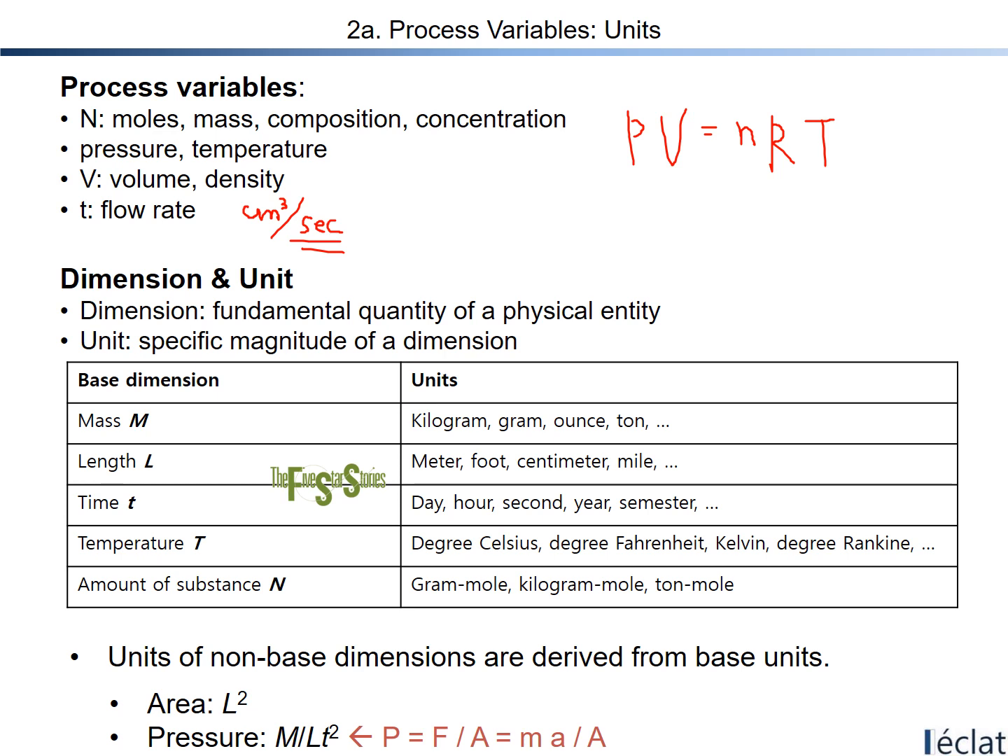Let's go to the next item, dimension and unit. The process variables have dimension and unit. Also, we should know the difference between dimension and unit. What is the dimension? Dimension is the fundamental quantity of a physical entity. Fundamental quantity. And unit. Dimension has units, specific magnitude of a dimension. So here is some example, and then you can understand what the difference between dimension and unit is.